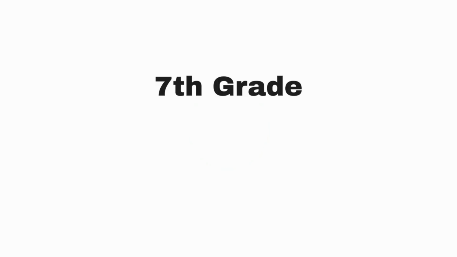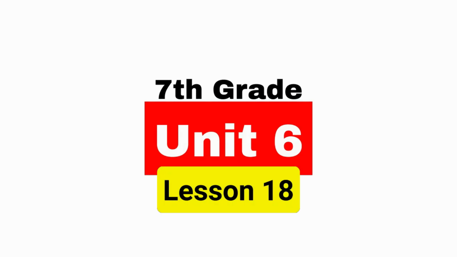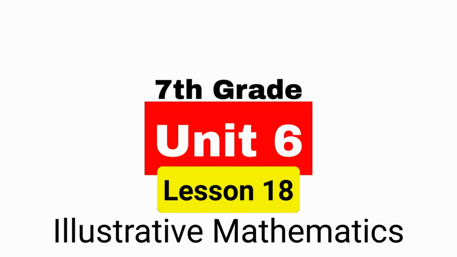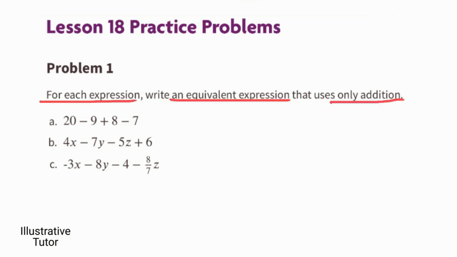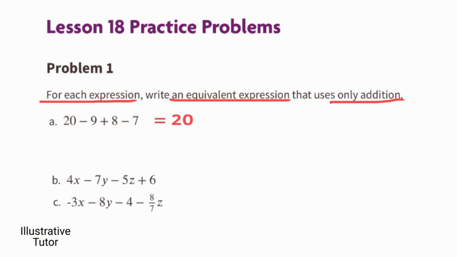7th grade, Unit 6, Lesson 18, Illustrative Mathematics. Problem number 1. For each expression, write an equivalent expression that uses only addition. A. The expression starts out as 20 minus 9. That's the same as 20 and a negative 9, or 20 plus negative 9. Next, we have plus 8, and then we have minus 7. That's the same as and a minus 7, or plus a negative 7.